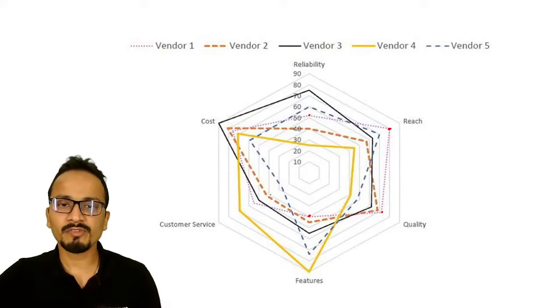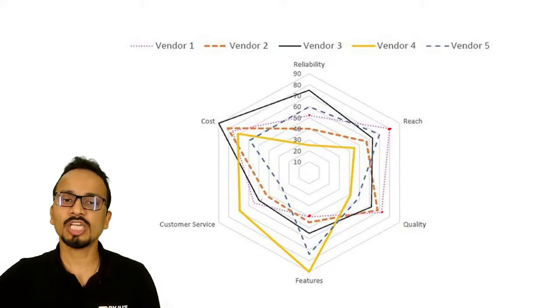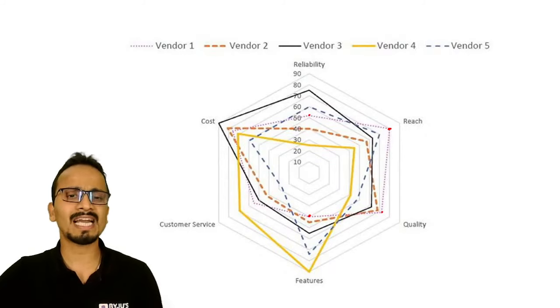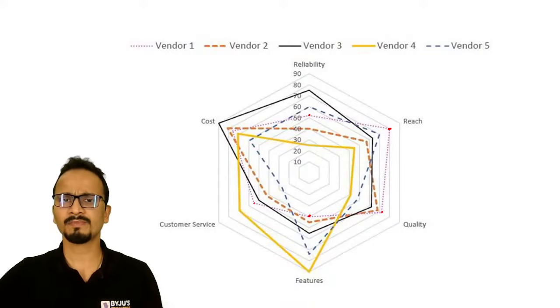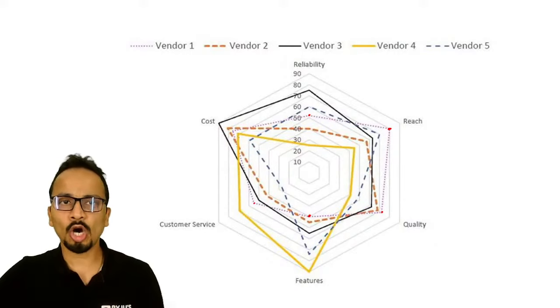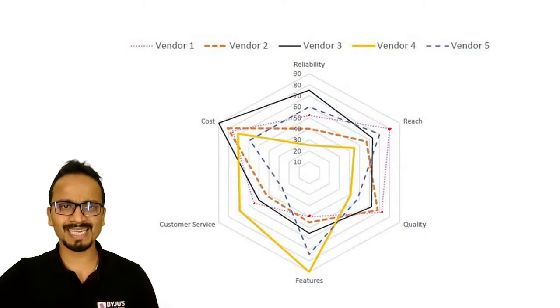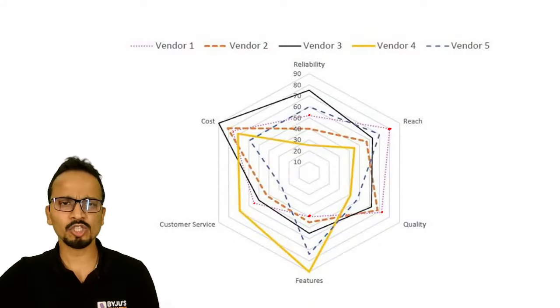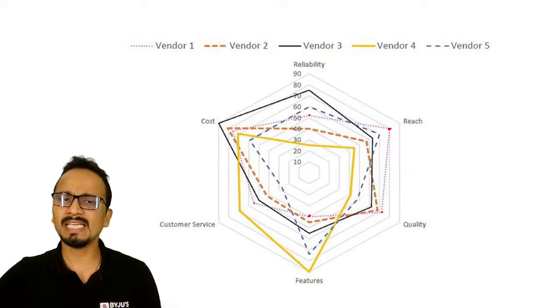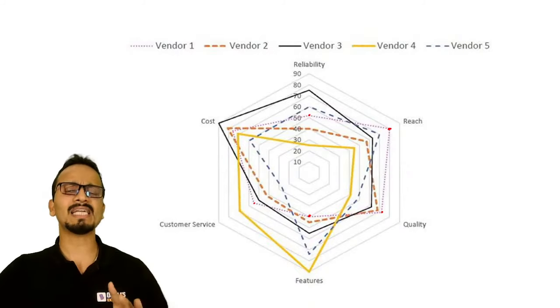Then customer service: 10, 20, 30, 40, 50. So just above 55, or you can say between 50 and 60. So I can call it 55. And finally for cost, vendor 1 will have just less than 80. You can call it 75 or 76. It is not exactly in the middle of 80 and 70, so I can keep it at 76.